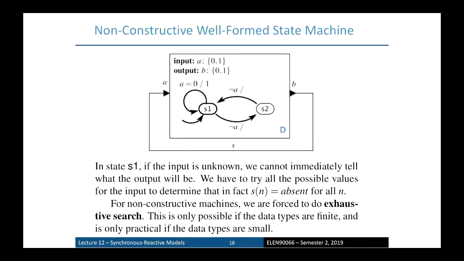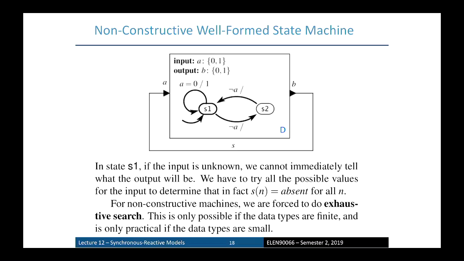Here, let's look at it. Let's say we're in S1. Let's pretend we have no idea what A is. So we don't know which transition is going to be taken, right? We don't know if this self-loop is going to be taken or this transition here. Now, the issue is that for this transition, the output's absent, but for this transition, the output's 1. So not knowing the input means we can't determine the output, which means we can't do this constructive approach.